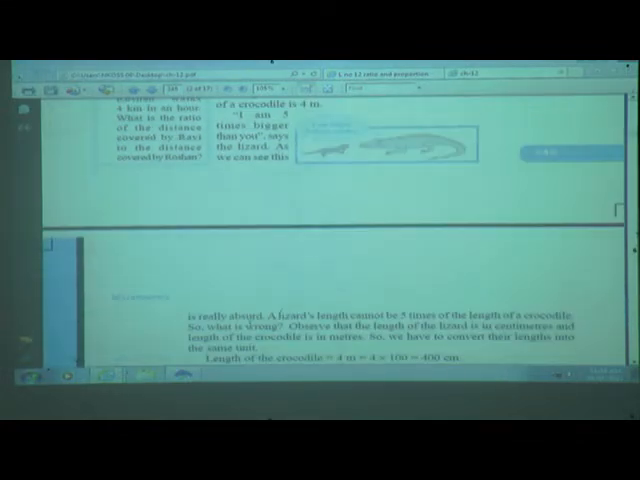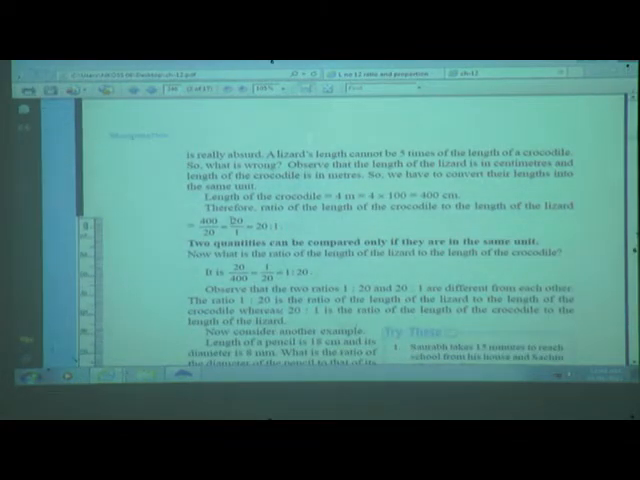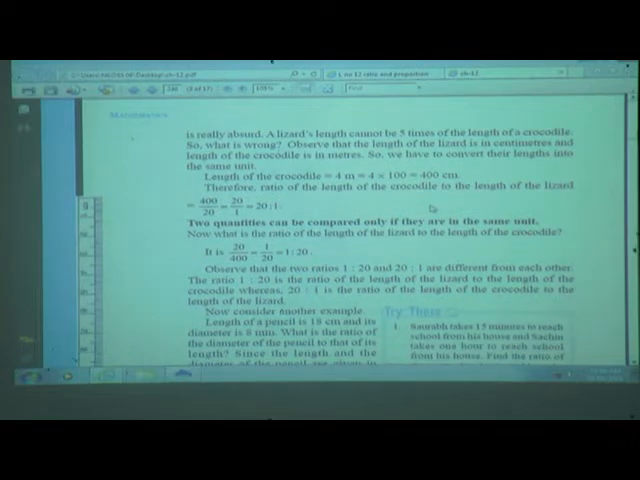As we can see here, this is really absurd. A lizard's length cannot be 5 times the length of a crocodile because a house lizard is smaller than the crocodile. So can we say the length of the lizard is 5 times more than the crocodile? No. So what is wrong? Observe that the length of the lizard is in centimeters and the length of the crocodile is in meters.